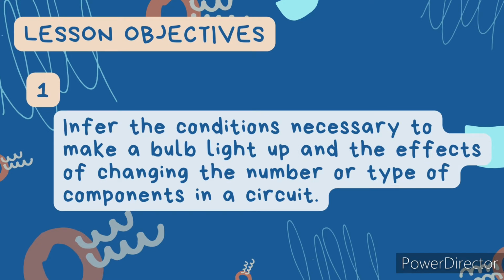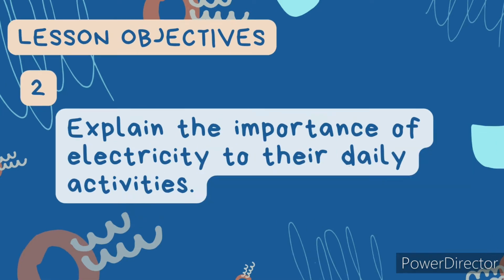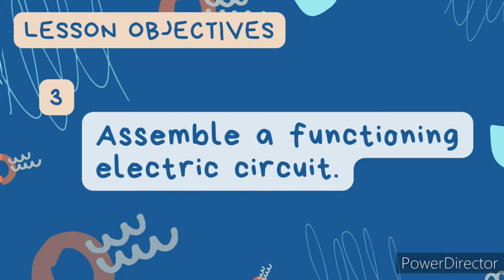Here are my lesson objectives. At the end of the lesson, you students are expected to first, infer the conditions necessary to make a bulb light up and the effects of changing the number or types of components in a circuit. Number two, explain the importance of electricity to your daily activities. Number three, assemble a functioning electric circuit.